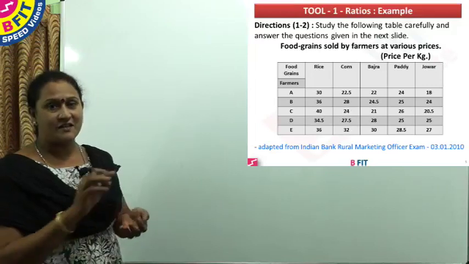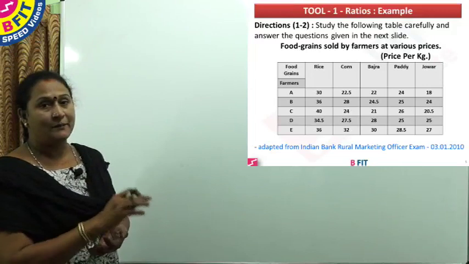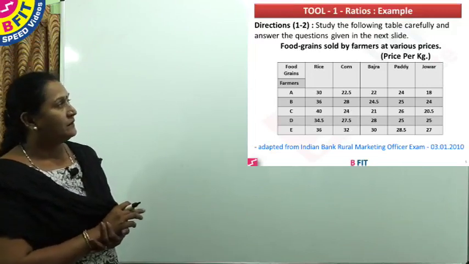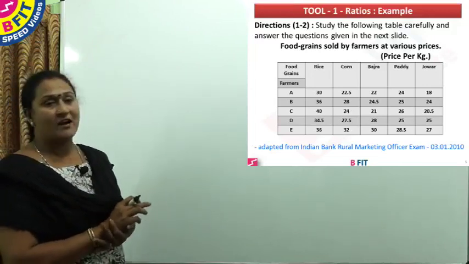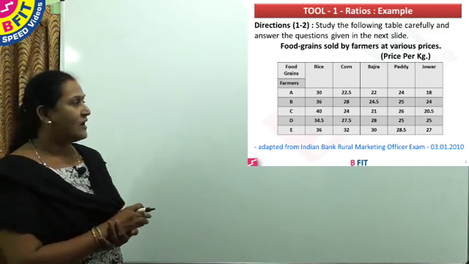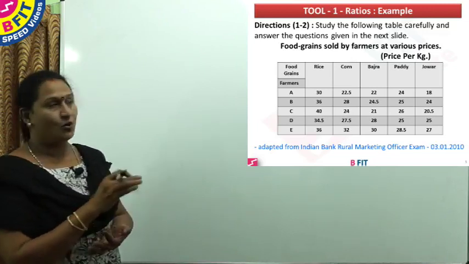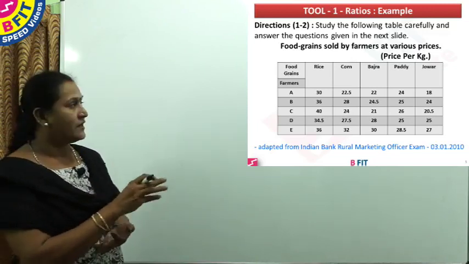So we'll see the first example. The question is, we are given a table. In this table, we have food grains sold by farmers at various prices. In the first column, farmers' names are given, that is A, B, C, D and E. In the first row, various food grains are given.